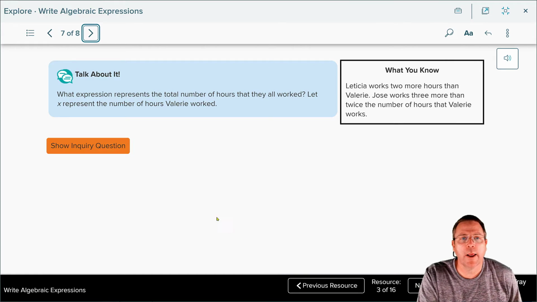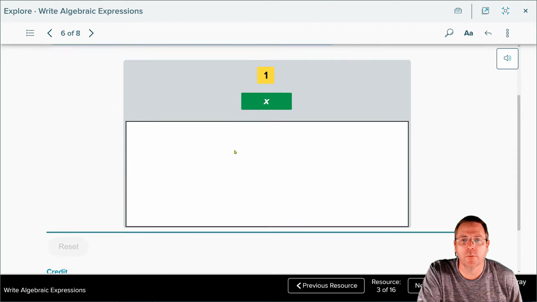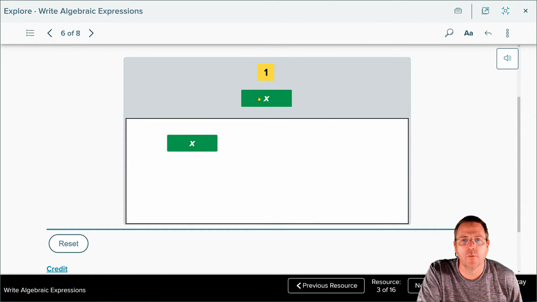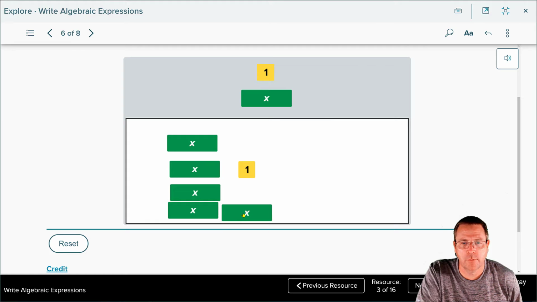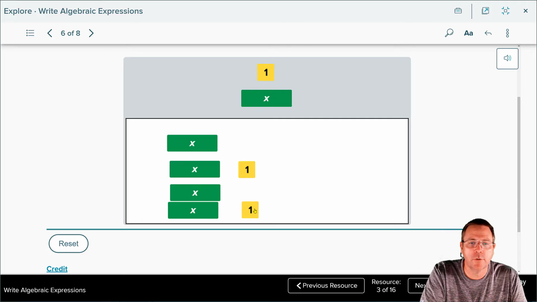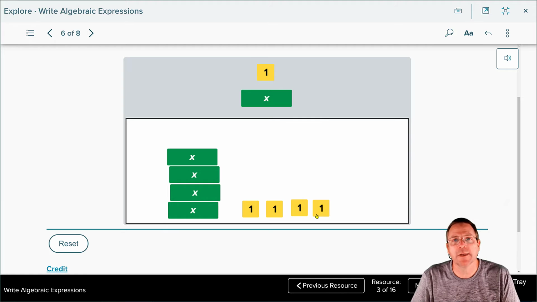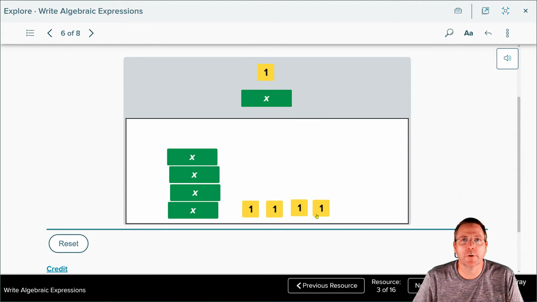If we wanted to figure out how to write it with everybody working, how many hours they all work together, all you'd have to do is go back to what we had here before, which apparently it erased, and add 1 more for Valerie. So now we've got Valerie, we've got Letitia, and we've got 1, 2, 3, and I'm sorry, that last one doesn't belong there. And the 2, and then 1, 2, 3 for Jose. So you could say then that the answer for all of them together would have been 4x plus 4. That would represent the hours that all 3 of the employees worked.